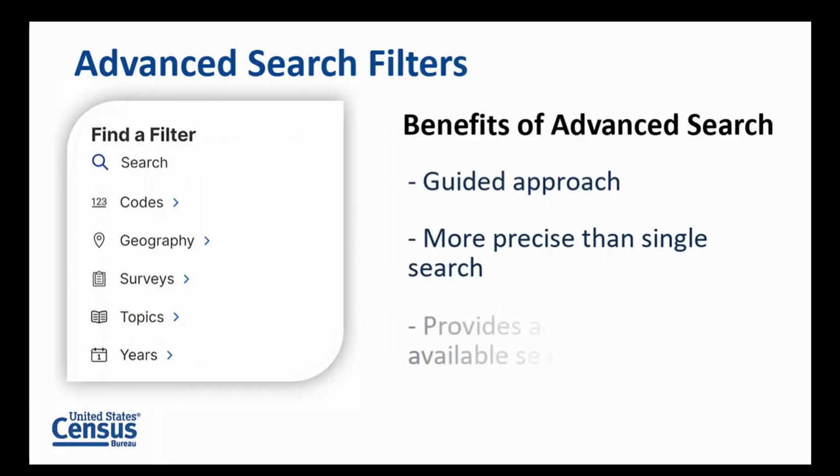The third benefit of the advanced search is that it allows you to access all available search options, including the full set of geographies, topics, and codes. For example, some types of geographies are only available through the advanced search, such as metro areas, census tracts, block groups, and blocks.